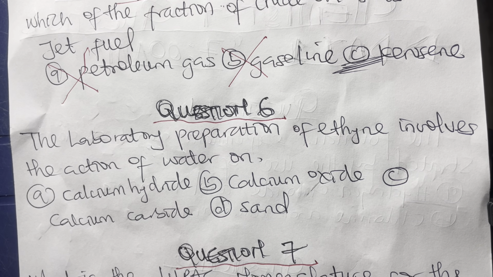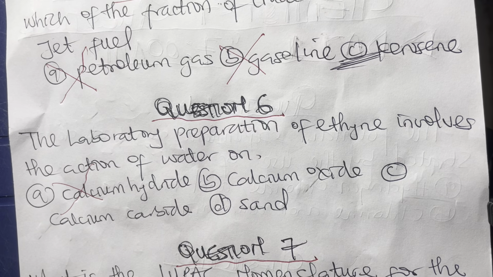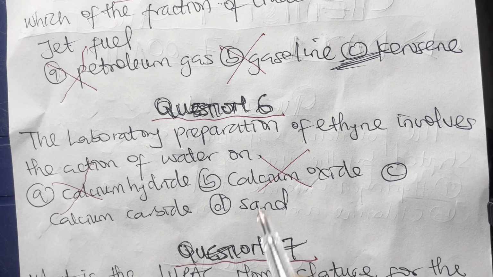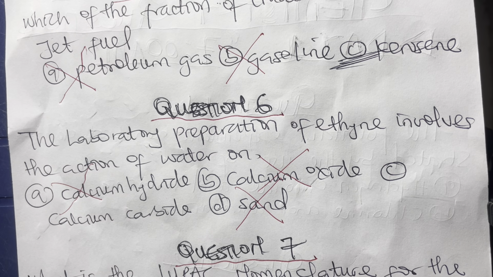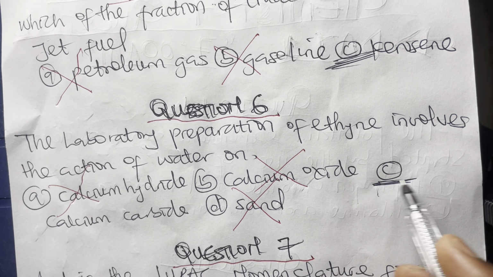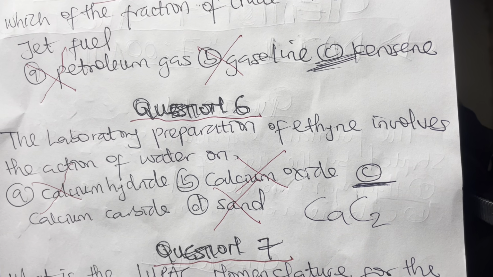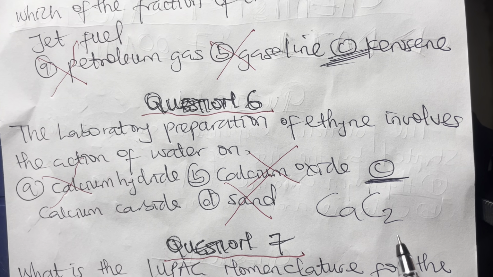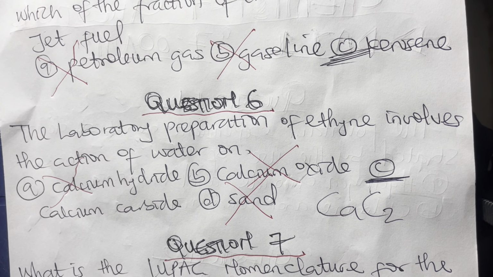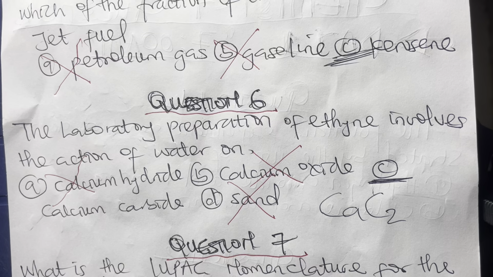Now, question number 6 says that the laboratory preparation of ethyne involves the action of water on calcium carbide. It is not calcium hydride. No. It is not calcium oxide. No. It is not sand. No. And the right answer is what? Calcium carbide. In your own, JAMB might not write calcium carbide for you. They might write it like CaC2. This is also known as calcium carbide. Take note. If you react calcium carbide with water, you are going to get ethyne, which is C2H2, and some other reaction products too.